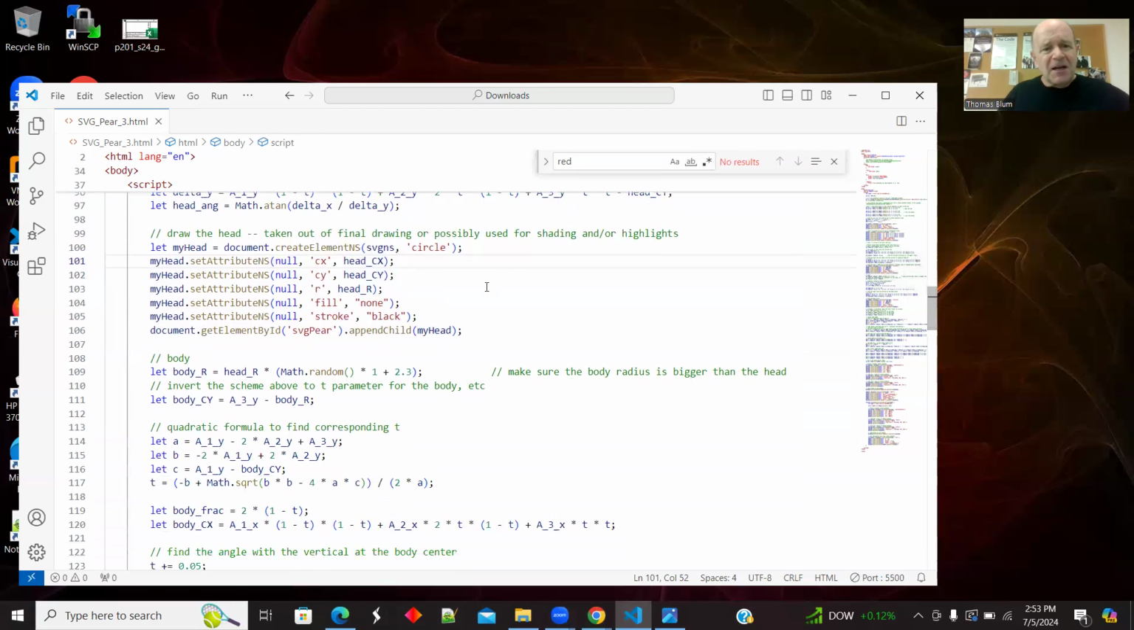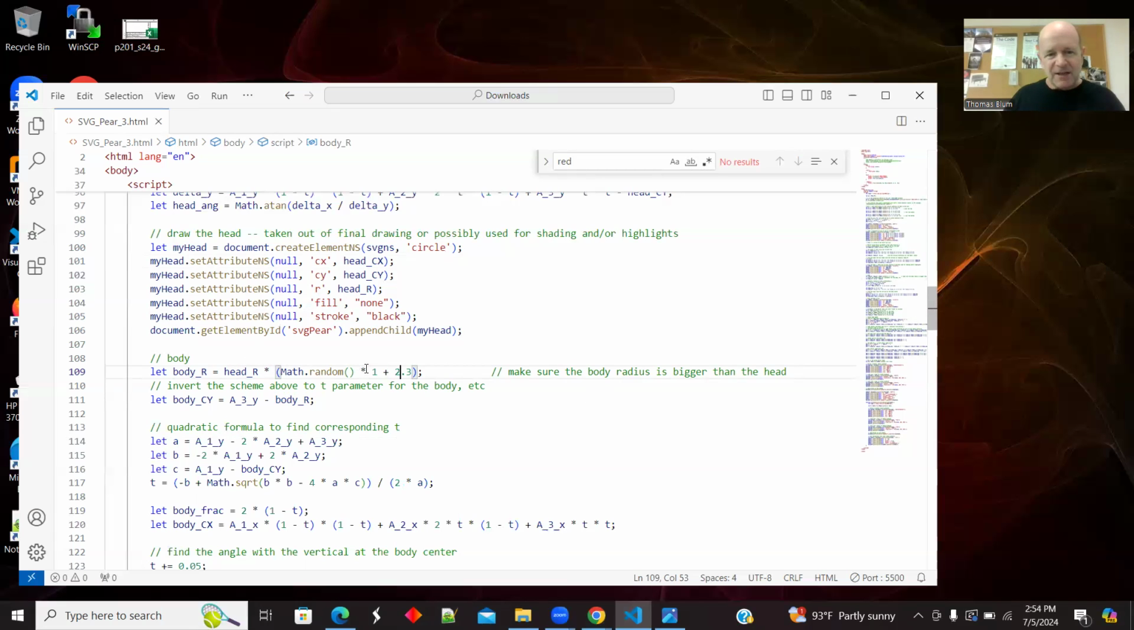Okay, now I take what I did for the head of the pear and do it for the body of the pear, but a little bit in reverse. One, I'm going to work from the bottom up with the body of the pear, but also, with the head, I started with a t and then finally found a radius, and I'm going to do the opposite here. I want to make sure that my body radius is significantly bigger than my head.